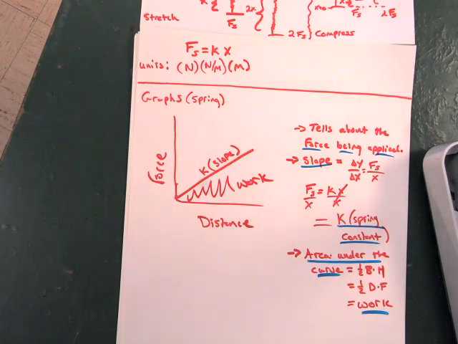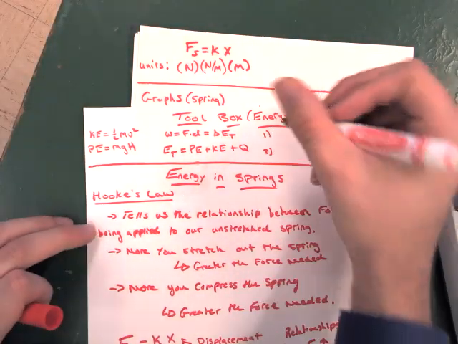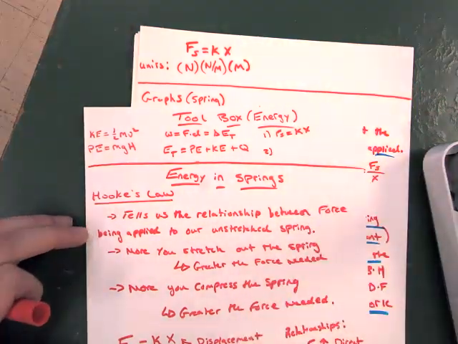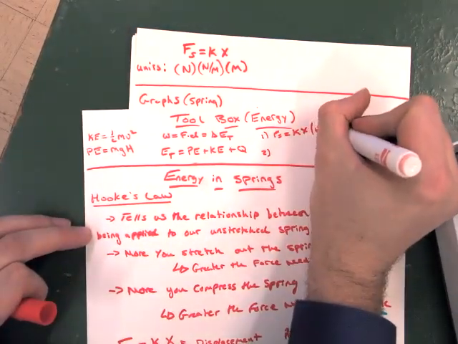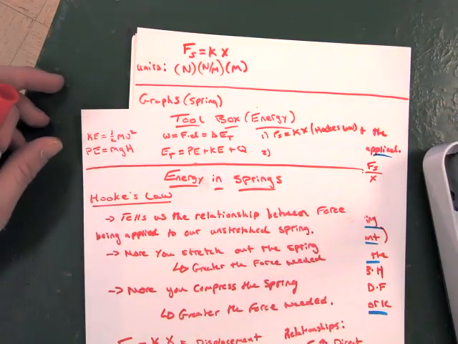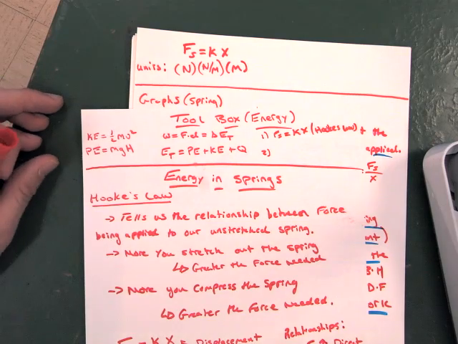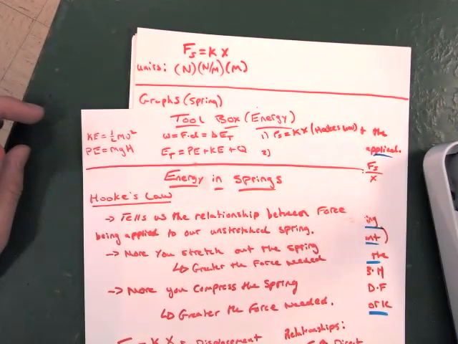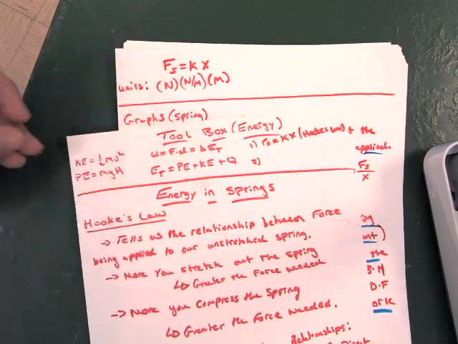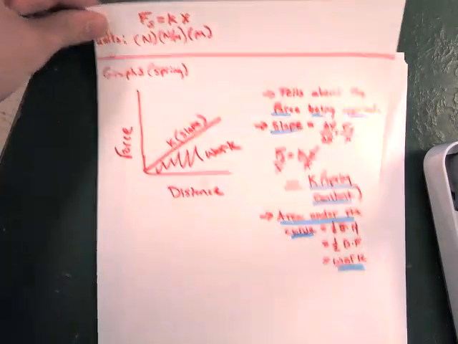So let's go back here. We just added another equation to our toolbox: F sub s is equal to kx, Hooke's law. All right, and so we have one more equation left.